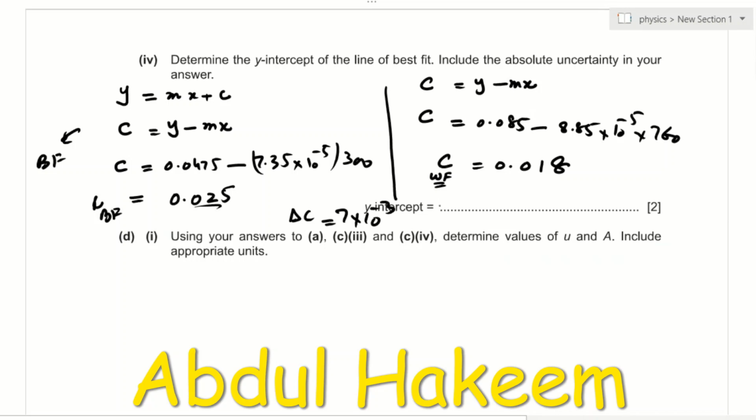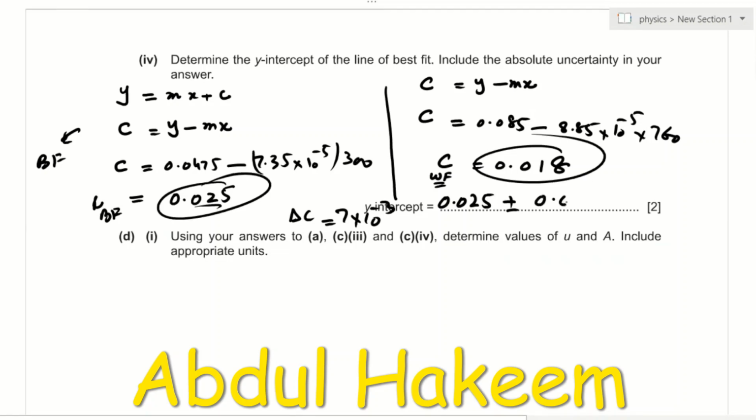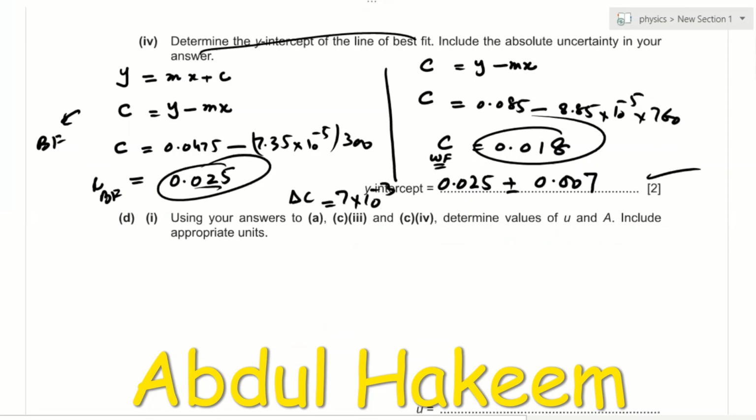So the actual value of the y-intercept will be 0.025 plus minus the difference of these two, and it is coming 0.007, and this is the answer for the y-intercept. No need to write the units because units are not asked in the question.